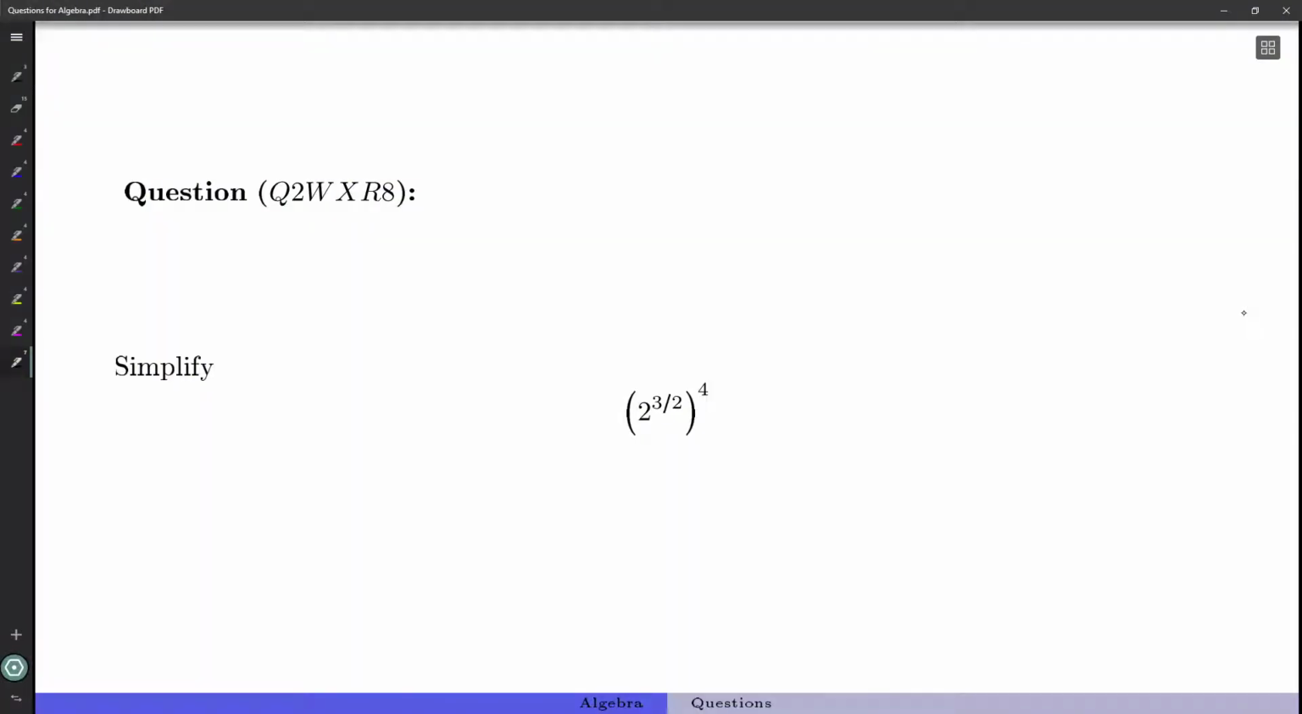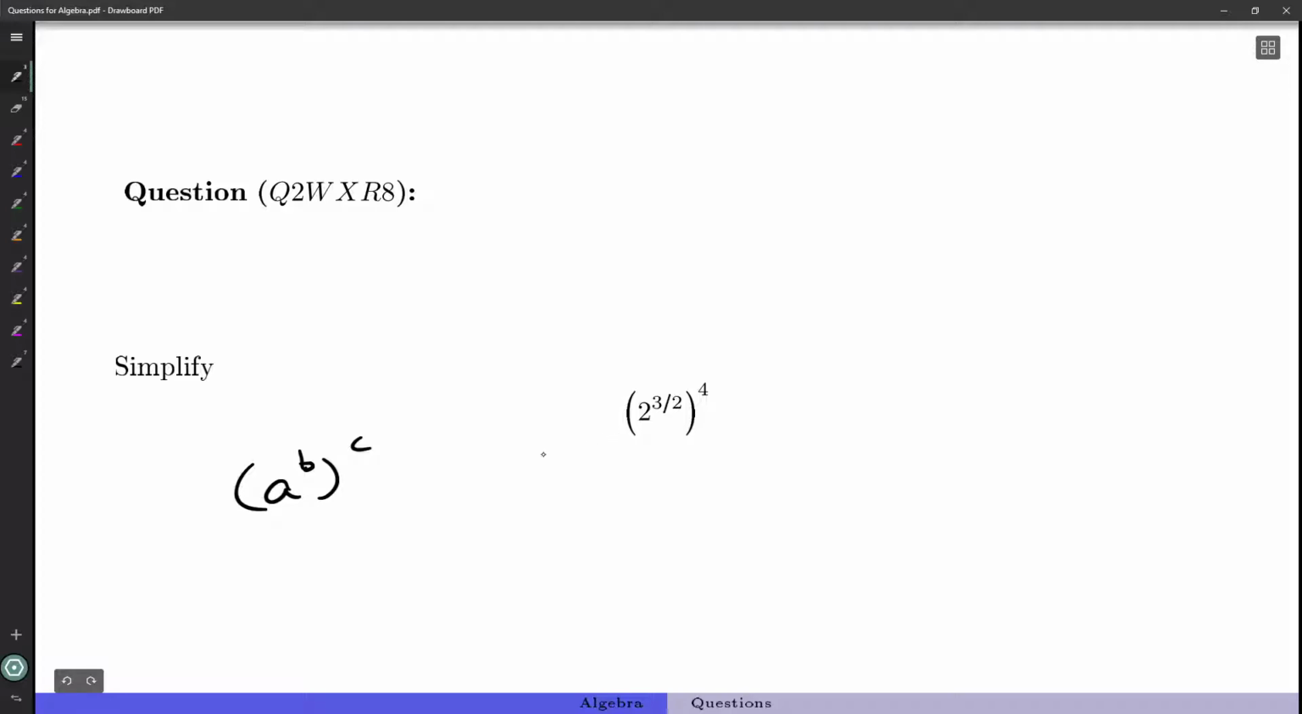Simplify 2 to the 3/2 all raised to the power 4. So there's not much going on here, but how are we going to simplify it? Well, I notice we've got exponents, so maybe I should use my exponent rules. There's only a few of those.